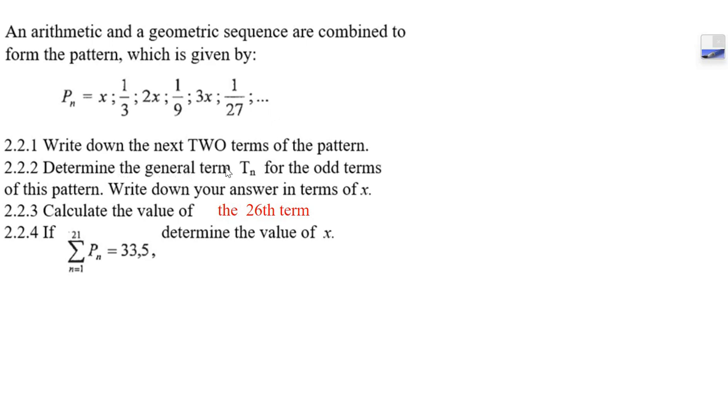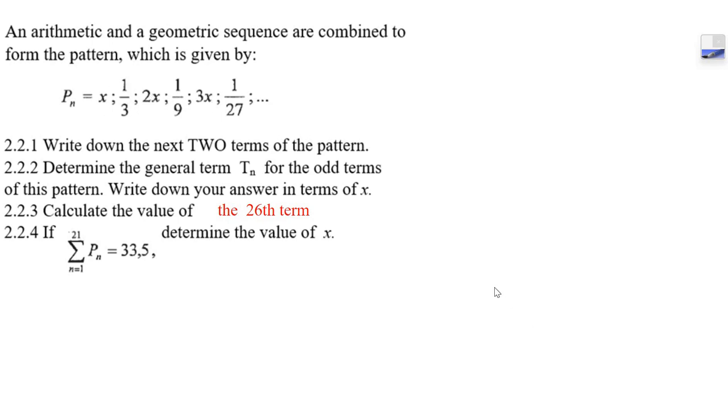Now it says determine the general term Tn for the odd terms, just the odd terms of this pattern. Write down an answer in terms of x. Well, this is what's a bit problematic. You see, Pn includes everything. Now, Tn is only going to include half of these terms here. So we're talking about a different n in a different way, and there's an ambiguity there, even a contradiction. But don't think too hard, maybe, and if you leave that out, we're just going to pretend the odd terms are separated from this whole thing, x, 2x, and 3x.